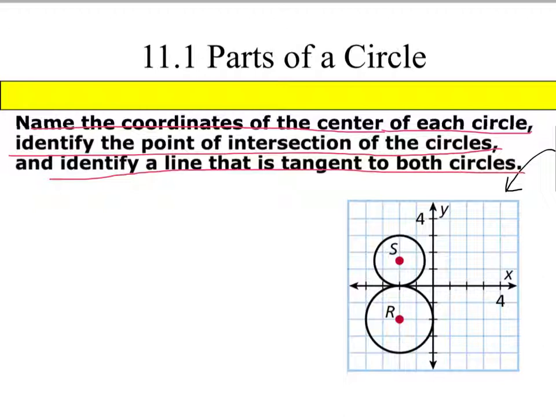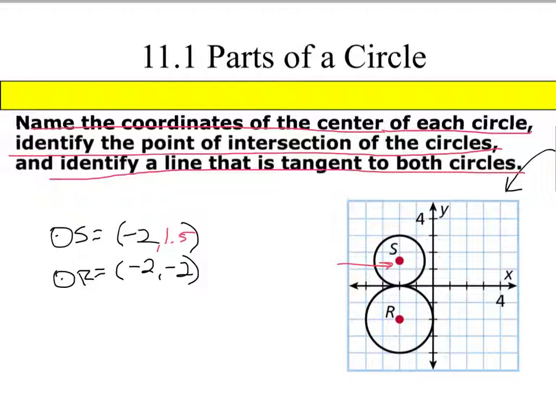All right, so if you look for the center of circle S, as a coordinate pair you will get -2, 1.5. S is in between 1 and 2 as far as the height, so 1.5. The coordinate of the center of circle R is going to be -2, -2. Done. The point of intersection, where they come together, where they meet, is going to be right here. So the intersection point is going to be -2, 0.